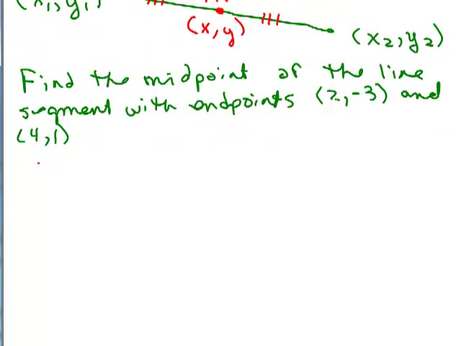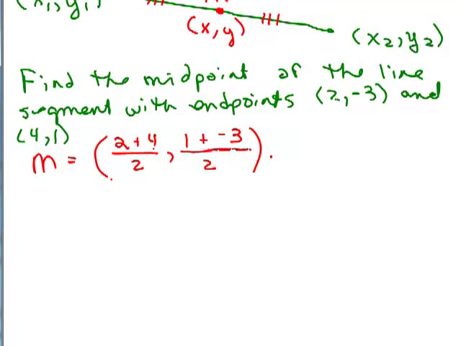The midpoint will be the average of the x values. So the x values are 2 and 4. If we add and divide by 2, that will be that average. And 1 and negative 3 are the y values. Take that average. For the x-coordinate, we get 2 plus 4, which is 6 over 2. That'll be 3. And for the y-coordinate, we'll have 1 plus negative 3, which is negative 2 over 2, which is negative 1.